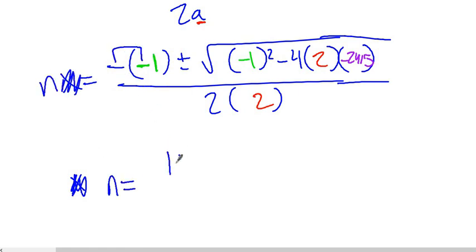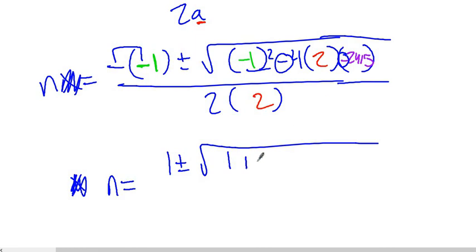So negative negative 1 is positive 1 plus or minus the square root of negative 1 squared, which is 1. That's going to be a negative times another negative, which is a positive. And then 4 times 2 is 8. 8 times that massive number, what is that? That's 19,320, I believe. 19,320 over 4.